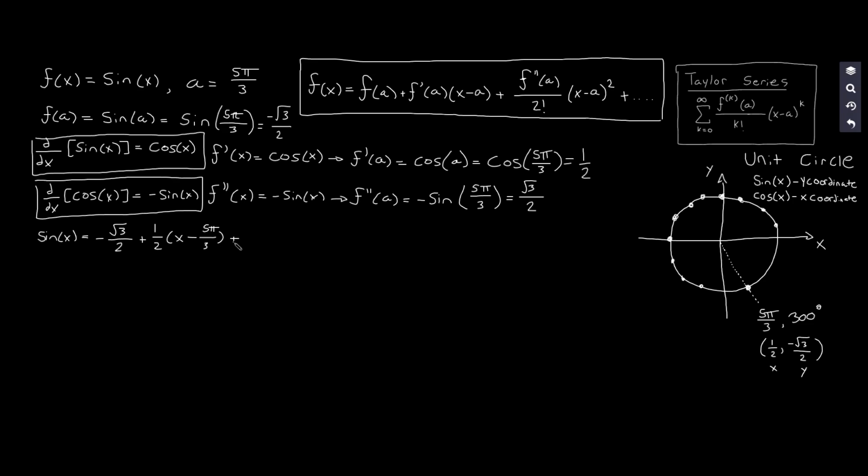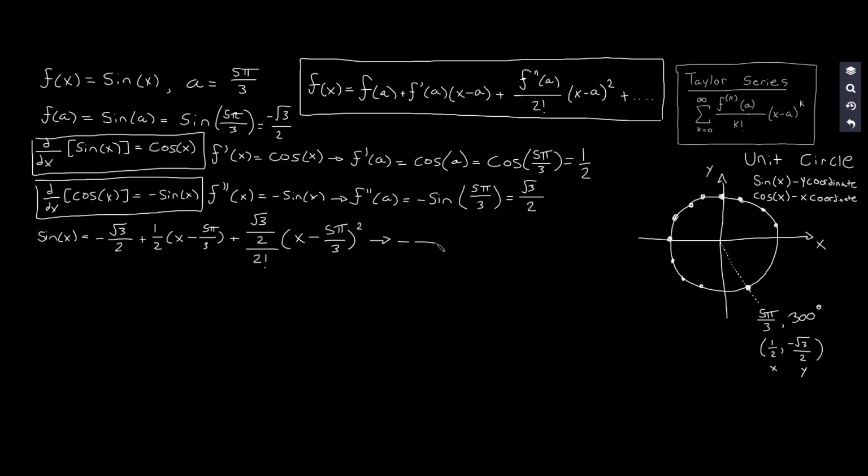And then we'll move on to plug in our third term here, which, let's see, this is going to be negative, oh no, it's not negative. Root 3 over 2 over 2 factorial times x minus 5 pi, right? So we're just plugging in for a. And then we're going to raise this to the degree 2. Then we can simplify this.